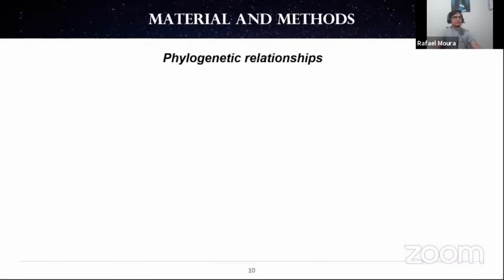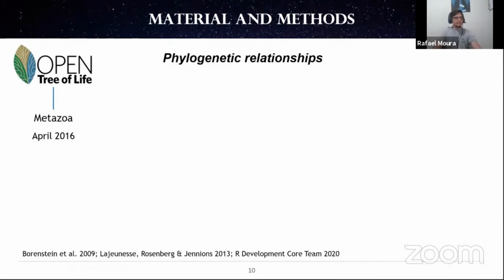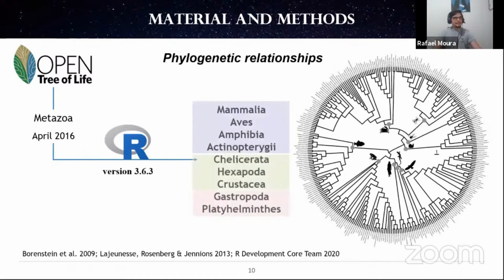We obtained the phylogenetic relationships using the Open Tree of Life data set. We extracted the Metazoa tree and pruned the tree to obtain phylogenetic relationships for the species included in the meta-analysis. We also classified the animals in different subphyla.